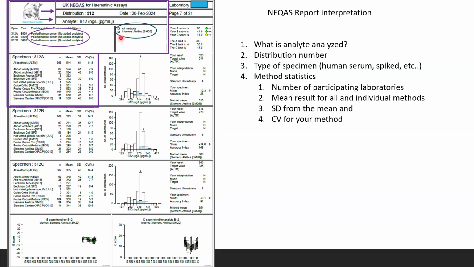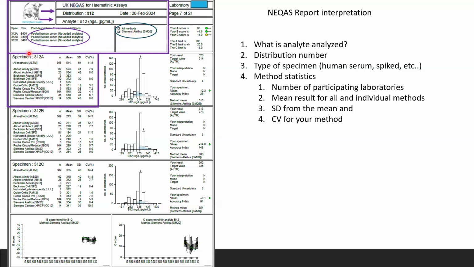Then next to it, we see the coloring that is used to represent the methods for the histogram analysis. So all methods have this white color, or these are white bars, and then the particular method or method group, they have a different kind of blue shading. And in this case, we only have all methods against this particular Siemens Atelica method.